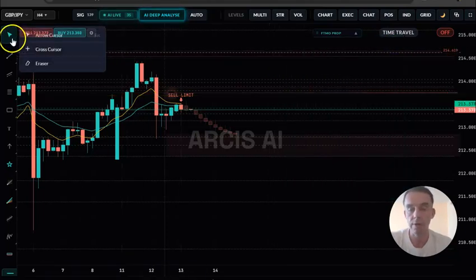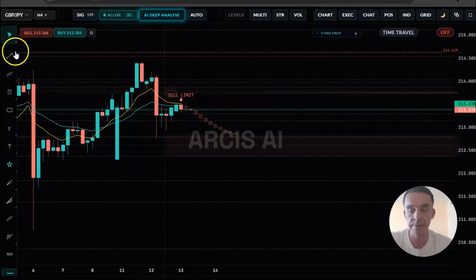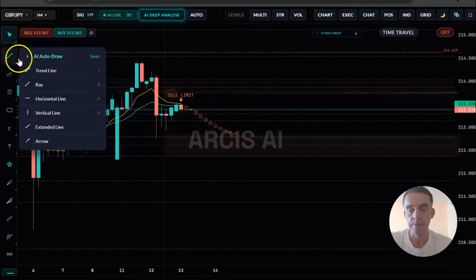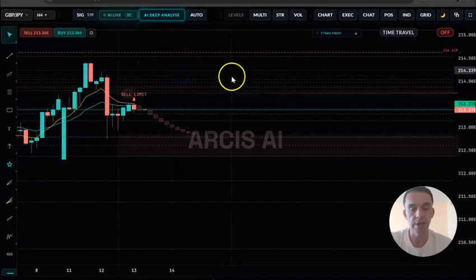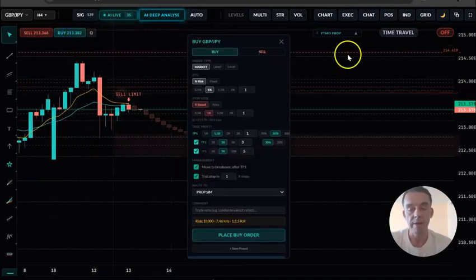We have the drawing tools on the left hand side here. These will get better as I'm making the charts better. Here we have the buy and sell. So if you want to automate your execution, you can select your settings in here.